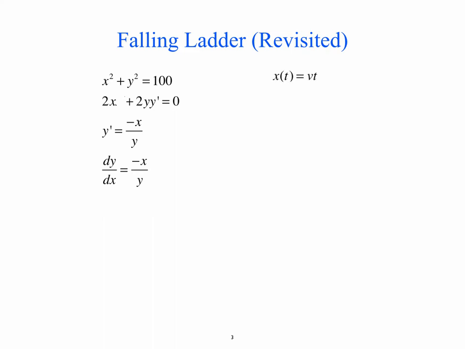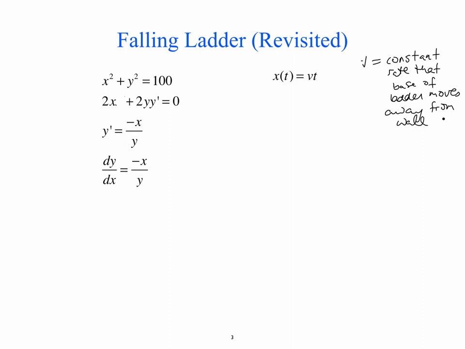So let's imagine that x is actually a function of time, okay? So let's say that the base of the ladder, so remember x is the distance from the base of the ladder to the wall, okay? Let's say that that distance is changing at a constant rate, okay? And so I'm going to call v the constant rate that the base of the ladder moves away from the wall. Okay? Is everybody okay with that so far? So I'm just introducing a time element here so that we can talk about it.